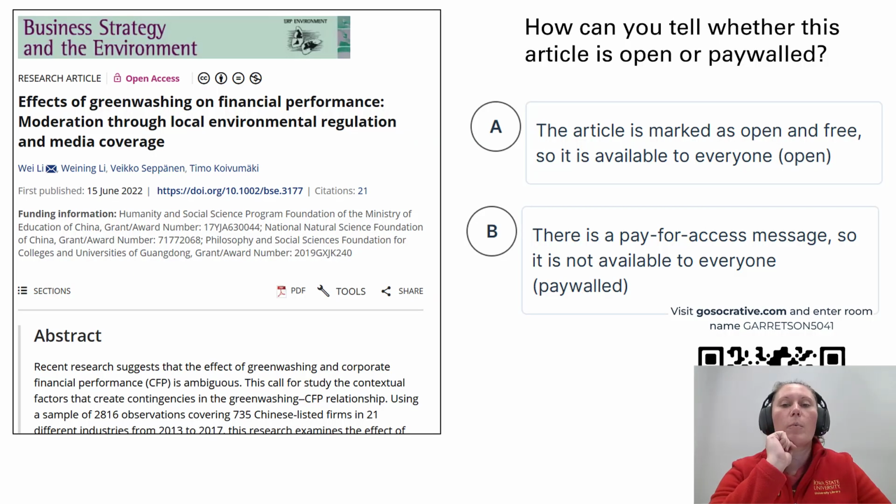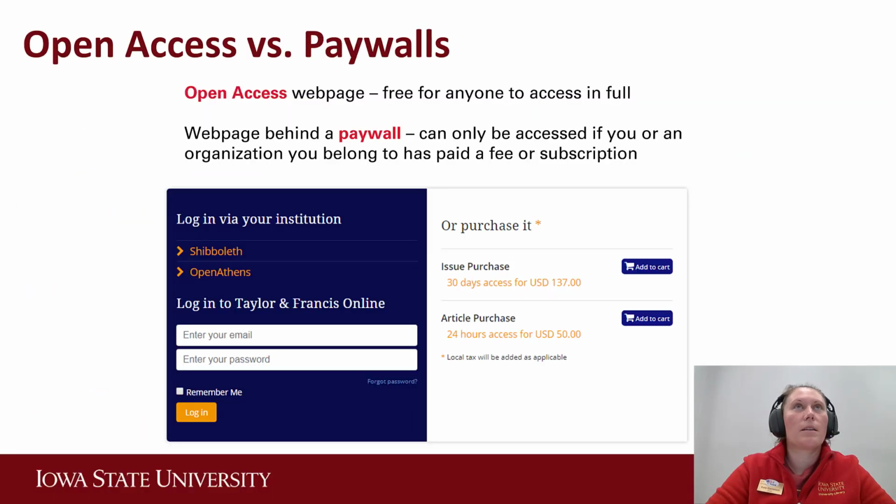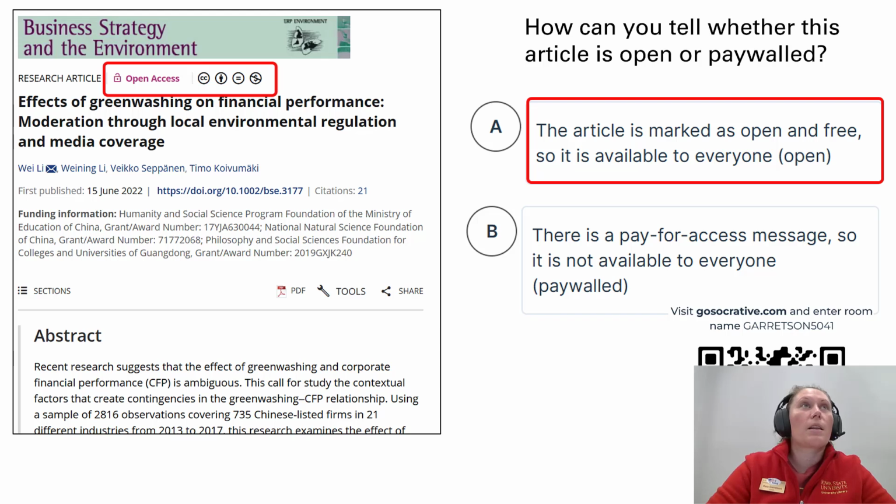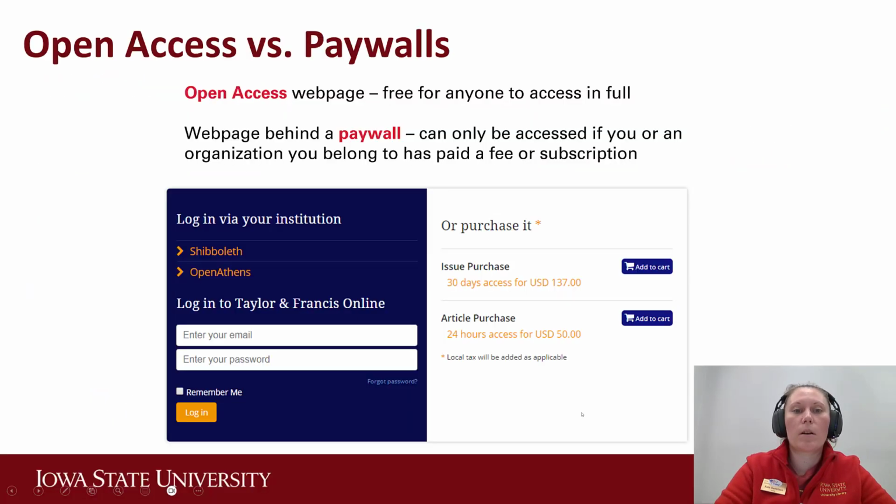So I thought we'd open up with one of the questions first, and that is, how can you tell whether this article is open or paywalled? So everybody did fantastic on that one. You all got the right answer on this, which is there's the little icon. Let's see if I can get my mouse over here. Right here, that's got that unlocked padlock and it says open access. So it's marked very visibly that this is open and available to everyone.